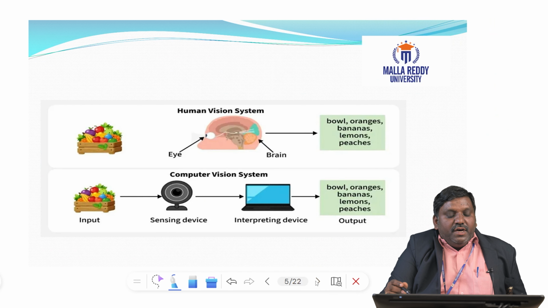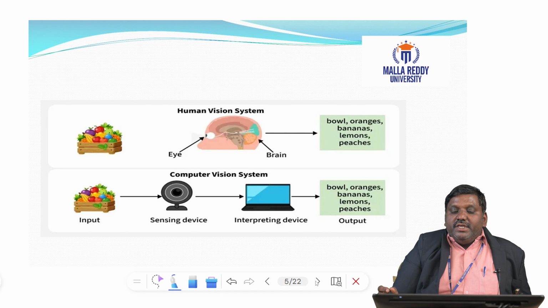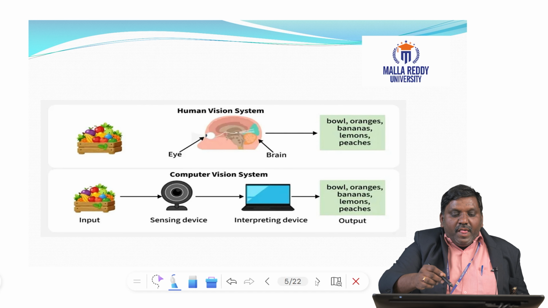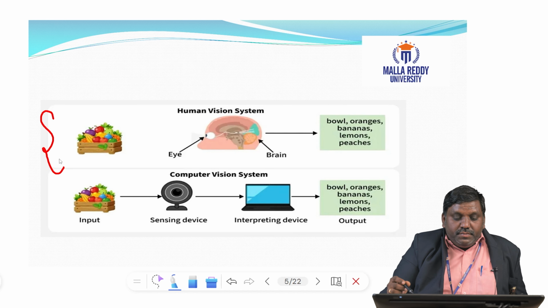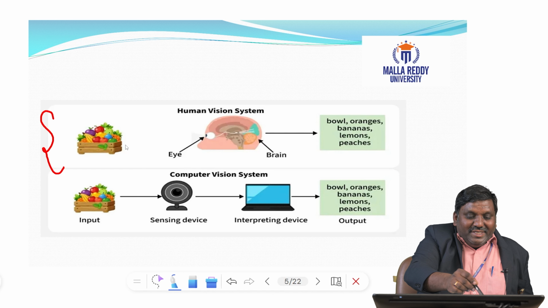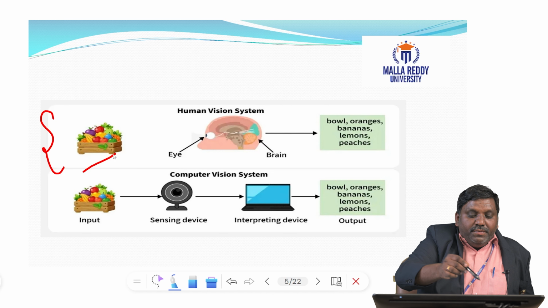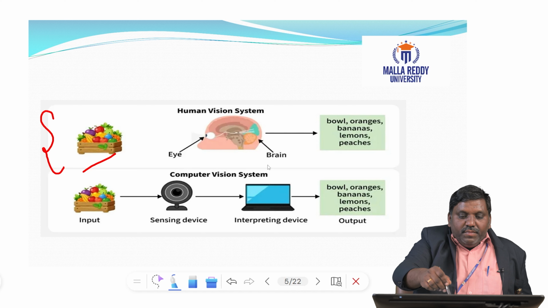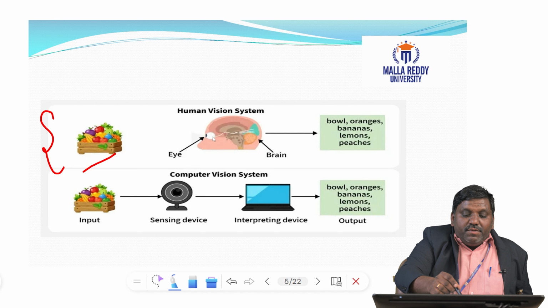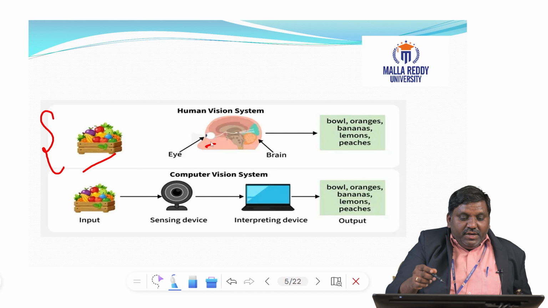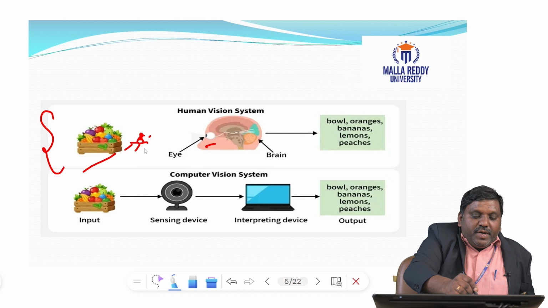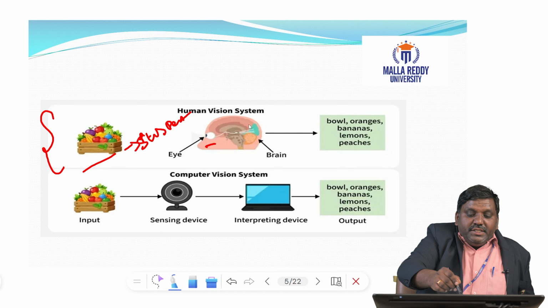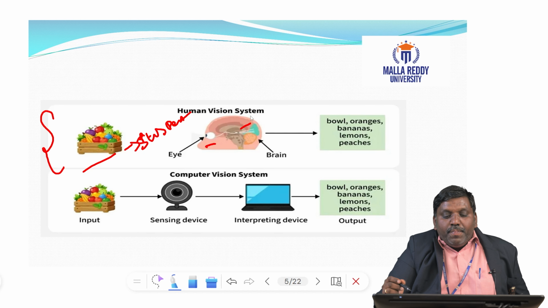Then this diagram defines how the computer vision system as well as the human vision system work. First, let us take this part. Here I have certain objects, that is, fruits in one bowl. How does the human vision system match this? First, we observe with our naked eye. We observe the environment, and this is the perception. It is transferred to the brain through neurons.